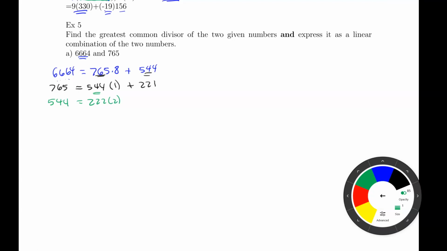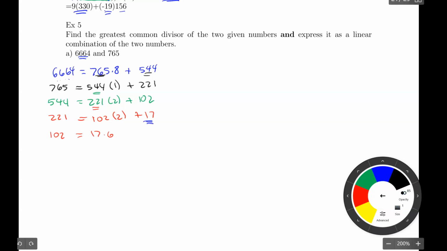So if I take 544, subtract 2, oops, I said 221, but I wrote 222. 221, I get a remainder of 102. Okay, so then I take this 221, and I'm trying to figure out how many 102s will be in there. There's 2, and I'll get a remainder of 17. Okay, so then I take 102, and I find that that is, oh, look at that, 17 times 6. Okay, so what does that tell me? Bingo, I've found my greatest common divisor.